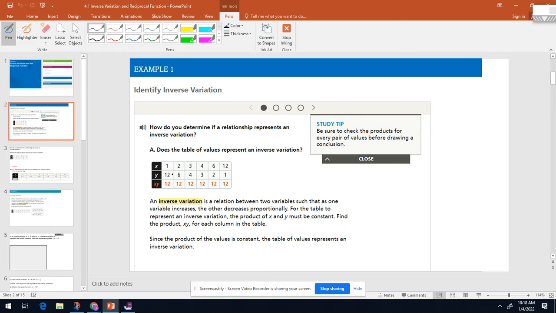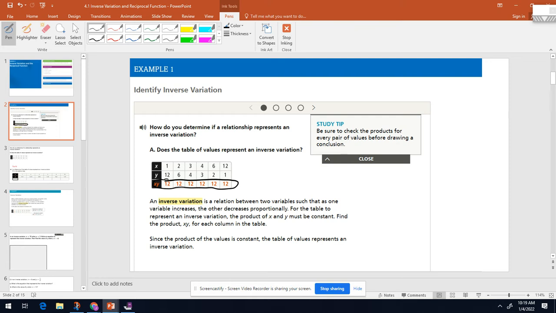So 1 times 12 is 12. 2 times 6 is 12. 3 times 4 is 12. 4 times 3 is 12. So right here we have all of these values the same, so we can say that this set of data represents inverse variation. Okay, what is inverse variation?